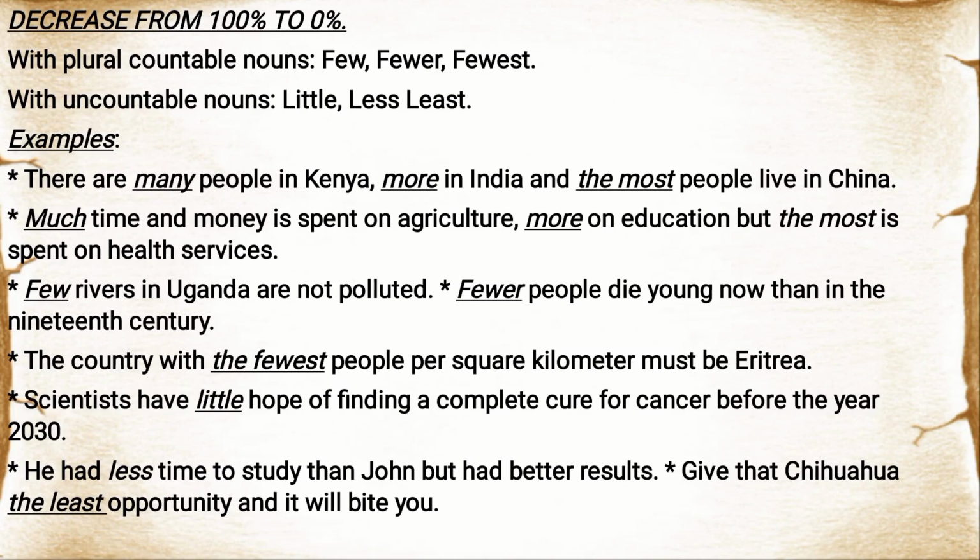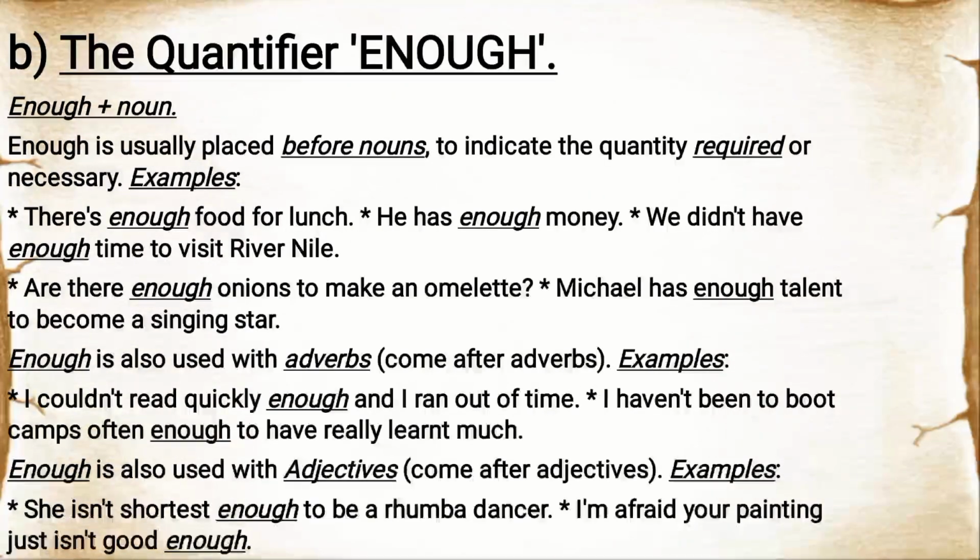Scientists have little hope of finding a complete cure for cancer before the year 2030. He had less time to study than John but had better results. Give that chihuahua the least opportunity and it will bite you. B. The quantifier enough. Enough plus noun. Enough is usually placed before nouns, to indicate the quantity required or necessary.